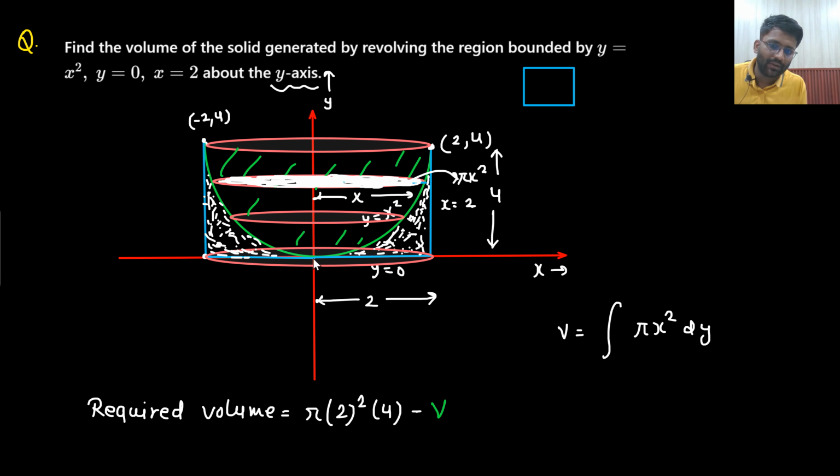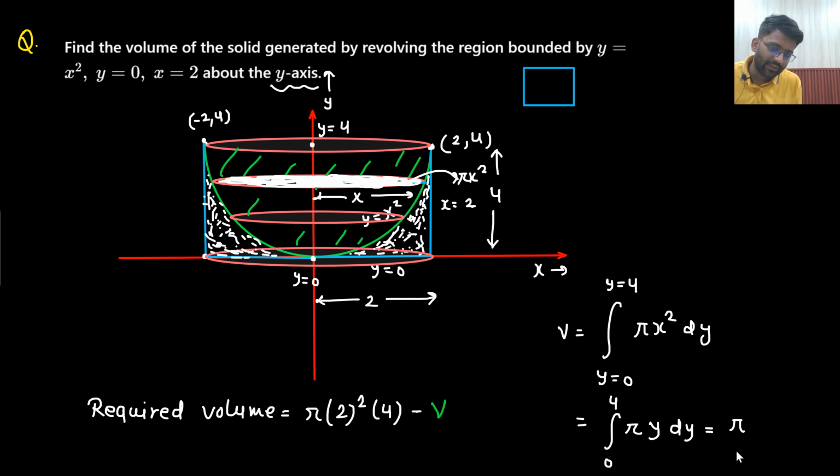Length is going from y equals 0 to y equals 4. Here it is y equals 0 and this is your y equals 4. Say yes or no? So it is going from y equals 0 to y equals 4. And what is the relation? x square is equal to y only. So x square equals y.